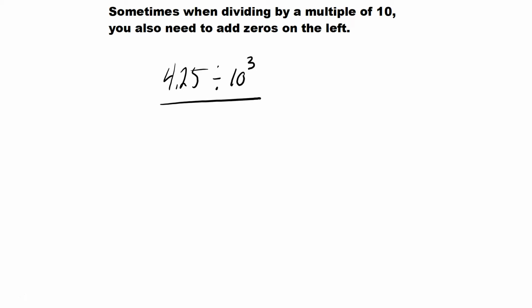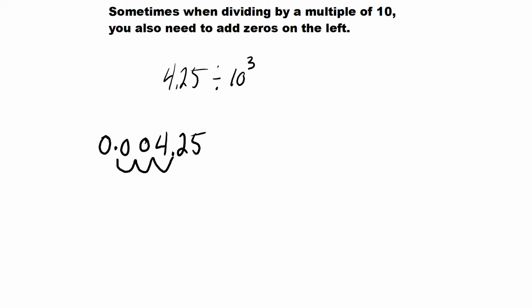We have a fairly small number here, 4.25, and we're dividing it by 10 to the third, which means we're dividing by 1,000. So we're going to take our 4.25, and we're going to move the decimal place 3 positions: 1, 2, 3. Put the decimal there, and we'll fill in the extras with zeros. And usually we put a 0 in front of the decimal point as well. So 4.25 divided by 10 to the third, or divided by 1,000, is 0.00425.